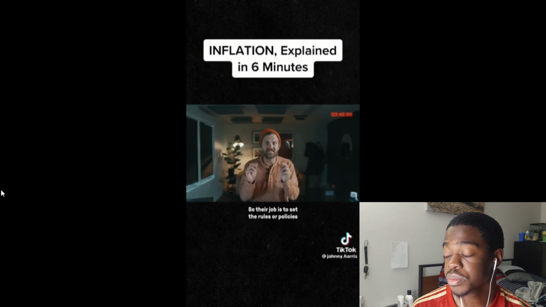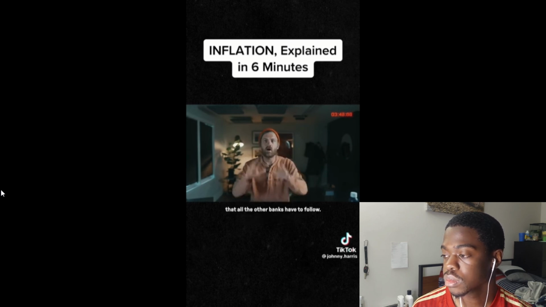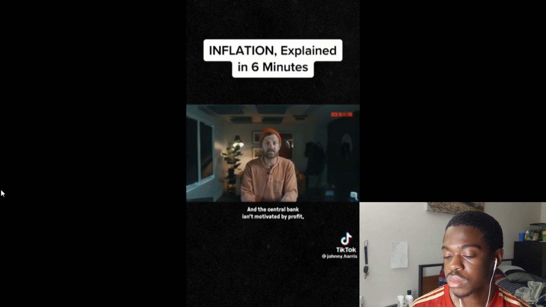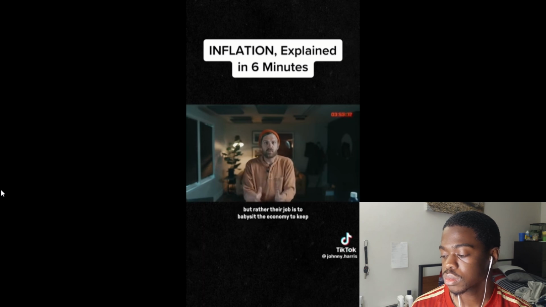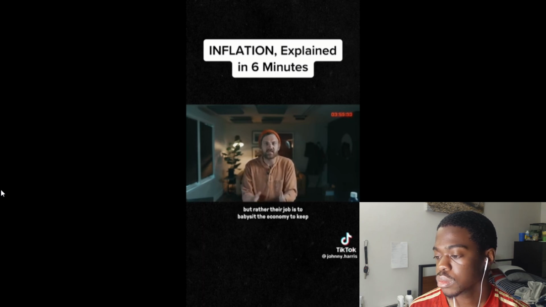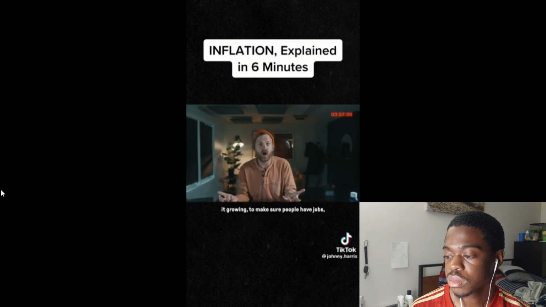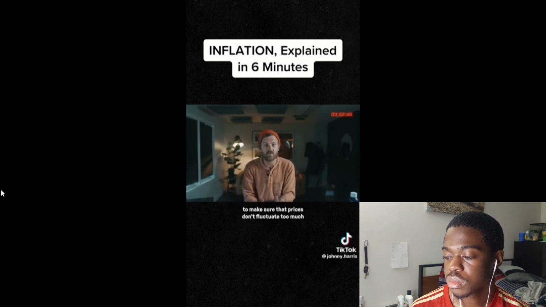So their job is to set the rules or policies that all the other banks have to follow. And the central bank isn't motivated by profit, but rather their job is to babysit the economy, to keep it growing, to make sure people have jobs, to make sure that prices don't fluctuate too much so that we can keep growing nicely. No slowdown, no recession. That is what the Fed is there for.